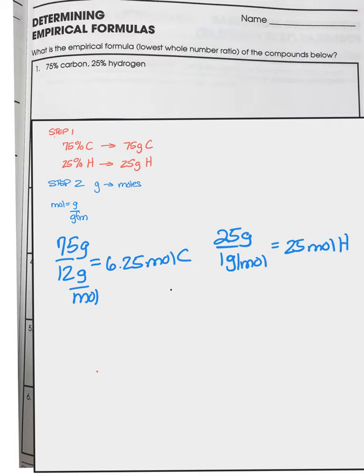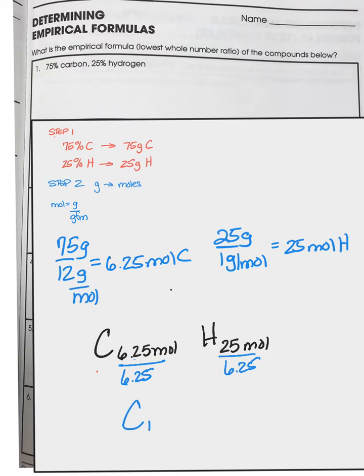And then the last step is just to set up the mole ratio. I'll take my carbon. I'll put 6.25 moles for carbon, and hydrogen got 25 moles. And these two numbers have to be simplified so that we get the lowest whole number ratio for our subscripts. So what we'll do is we'll take the smaller number, which is 6.25, and divide both of them by that number. And we're going to get 1 as our subscript for carbon, and hydrogen is going to have a subscript of 4. 25 divided by 6.25.